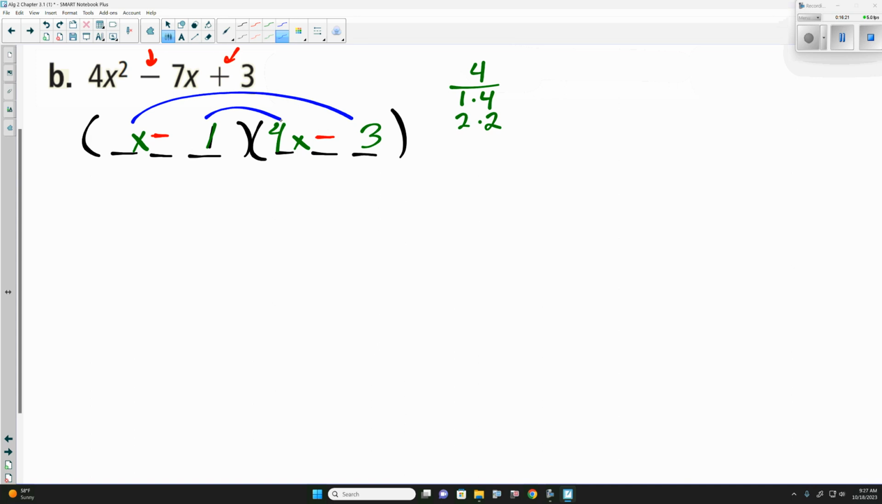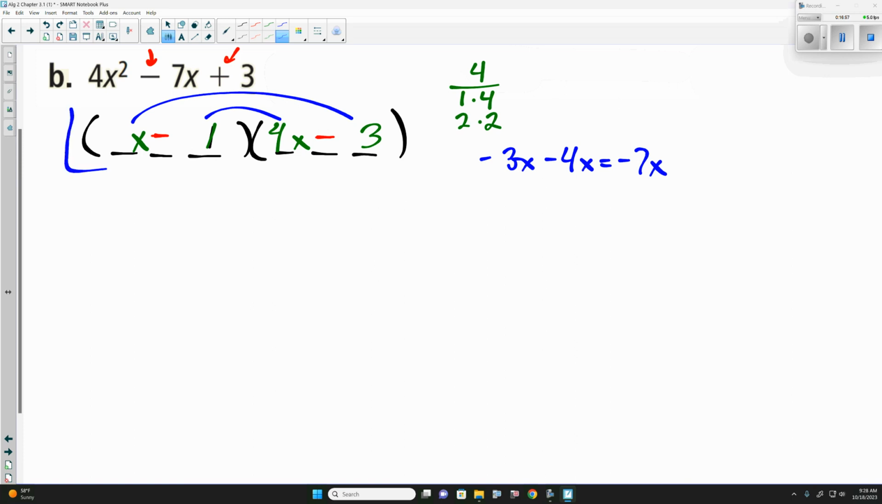So x times negative 3 is negative 3x. Negative 1 times 4x is negative 4x, and that's it. So it could be that you just throw them in and it actually gives you the correct setup. If not, the first thing I would have done here is switch the 1 and 3. Checked it again. If that didn't work, then I would have switched to the 2 and 2 and tried it in both ways.